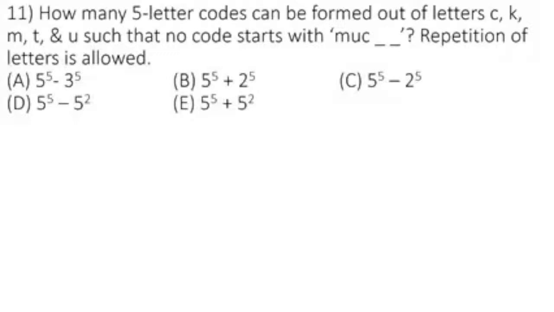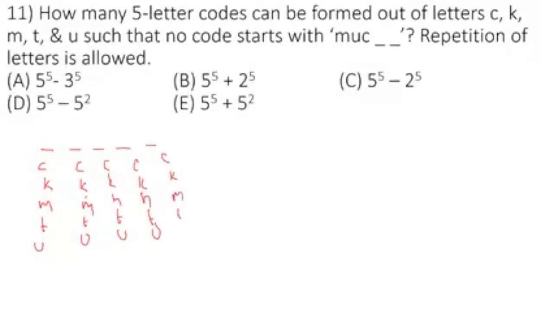So I have a 5-letter code, and I can select from C, K, M, T, U, like this. The number of ways of forming is 5 to the power of 5, because for every position I can use 5 ways.